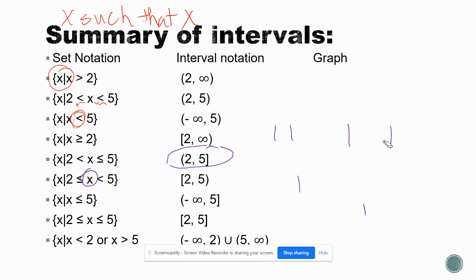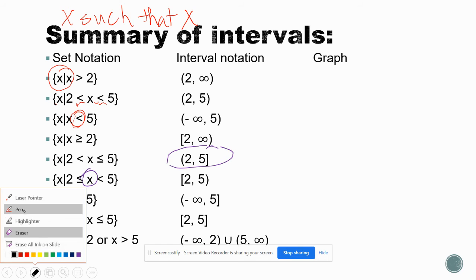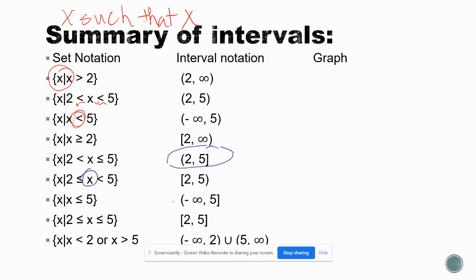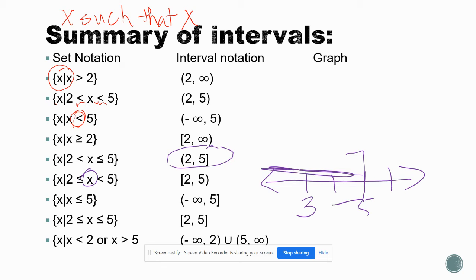x such that x is less than or equal to 5. Again, we're going to negative infinity with that. So we have negative infinity to 5. Infinity always gets a parenthesis. 5 gets a bracket. So we have a bracket at 5. And then we're going with the arrow because of infinity.